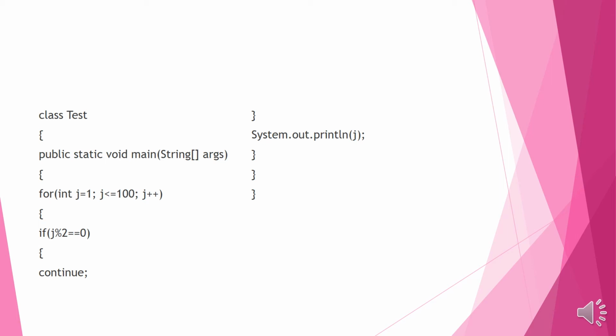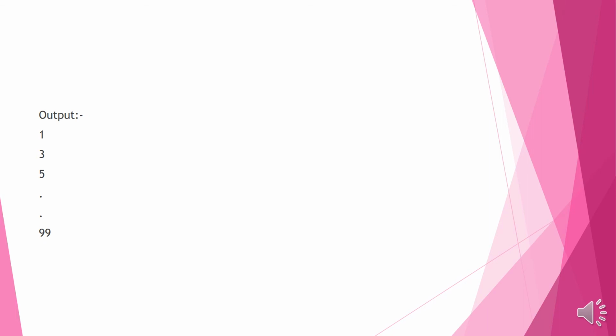But if it is not equivalent to 0, it will come out of the continue statement and it will print the value of j. This is what we can see here. The value 1 will be printed, but the value 2 is not printed because 2 modulo 2 is 0. At that time it will just skip, and for the value of 4 also it will just skip the value because the modulo value of 4 and 2 is 0. So it will skip 4 and it will continue the same way.